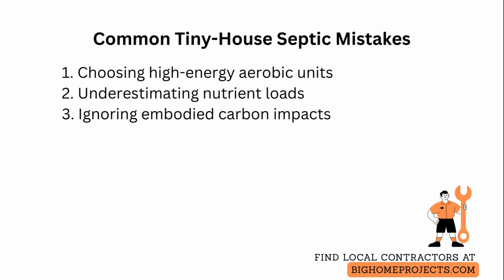Common mistakes are choosing a high-energy aerobic unit without checking reliable renewable power options, which leads to hidden operating emissions. Mitigate this by either sizing for low-wattage models, adding battery-backed solar sized for annual kilowatt hours, or selecting passive treatment instead.